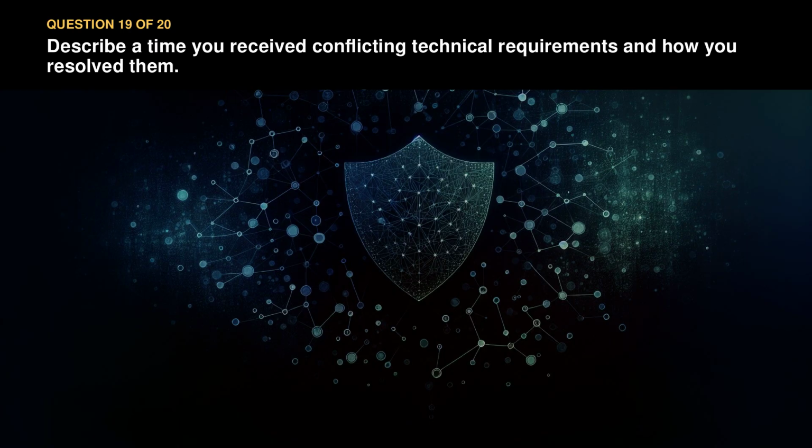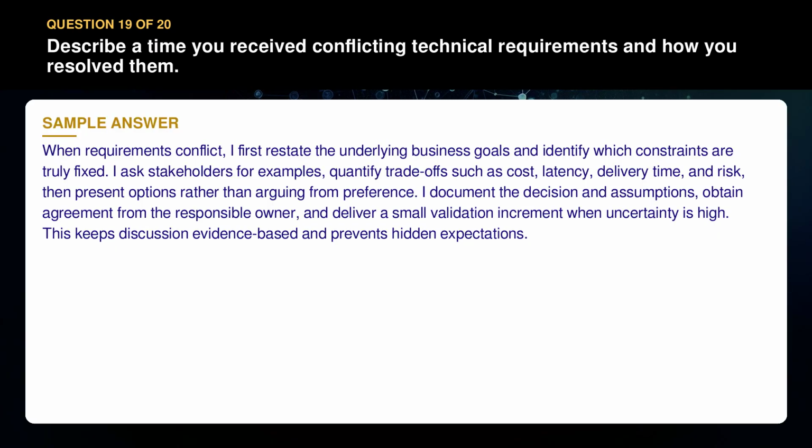Question 19. Describe a time you received conflicting technical requirements and how you resolved them. When requirements conflict, I first restate the underlying business goals and identify which constraints are truly fixed. I ask stakeholders for examples, quantify trade-offs such as cost, latency, delivery time, and risk, then present options rather than arguing from preference. I document the decision and assumptions, obtain agreement from the responsible owner, and deliver a small validation increment when uncertainty is high.